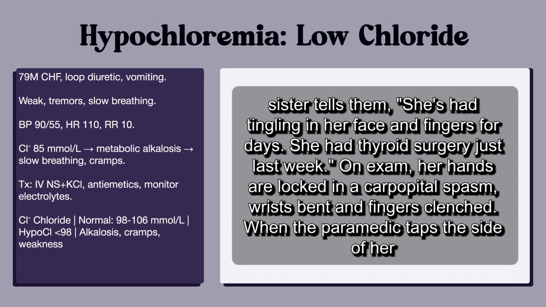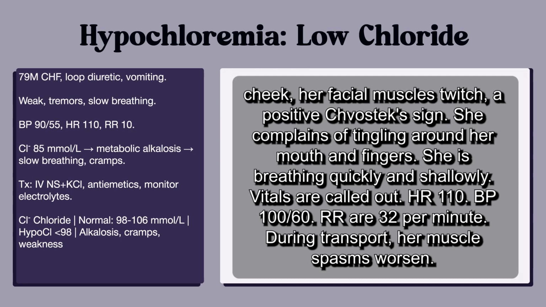On exam, her hands are locked in a carpopedal spasm, wrists bent and fingers clenched. When the paramedic taps the side of her cheek, her facial muscles twitch, a positive Chvostek's sign. She complains of tingling around her mouth and fingers. She is breathing quickly and shallowly. Vitals are called out. Heart rate is 110. Blood pressure is 100/60. Respirations are 32 per minute.